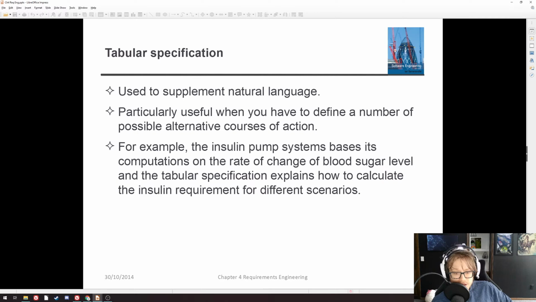Or we could do a tabular specification. Sometimes we switch from the natural to a tabular because tabular is more appropriate. Tabular, of course, meaning in a table. So often we supplement our natural language descriptions. Once they get to the point where it's tough to make them in natural language, we make them in table form. This is pretty useful when you have to define a number of possible alternatives for one action. Each alternative becomes a line in the table.